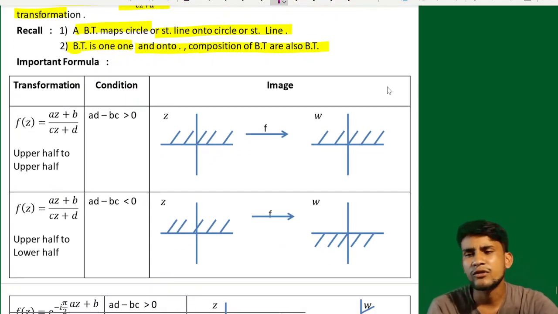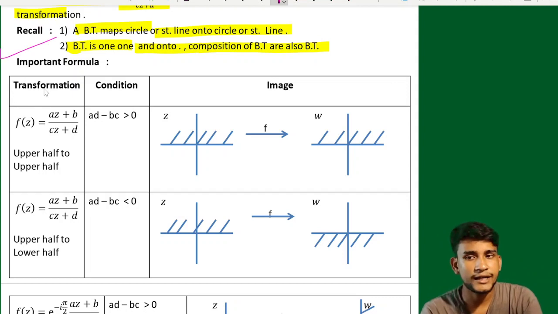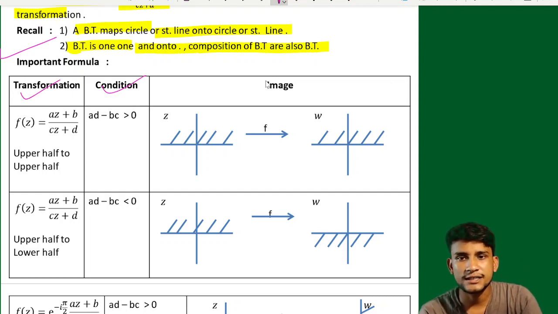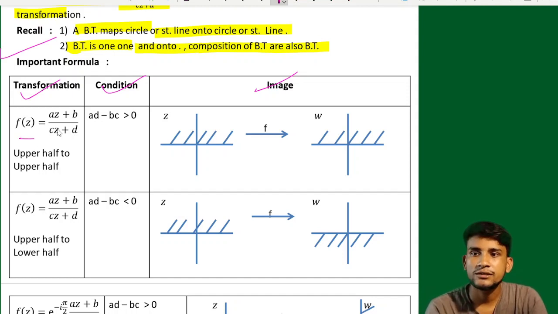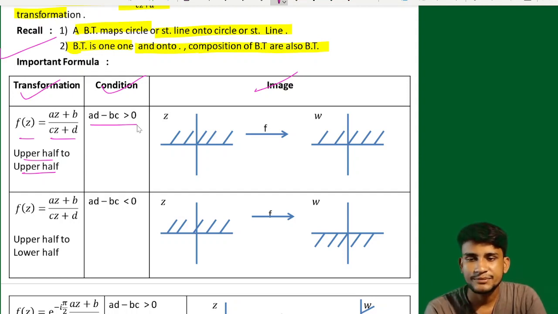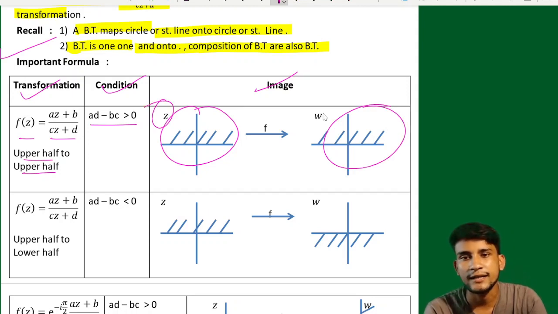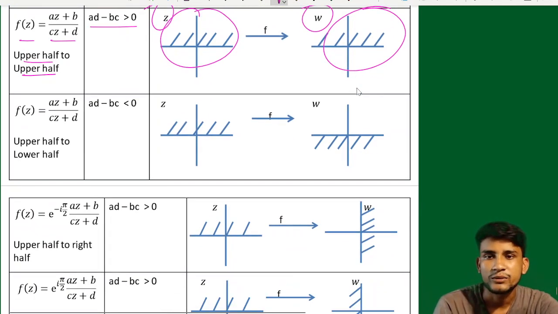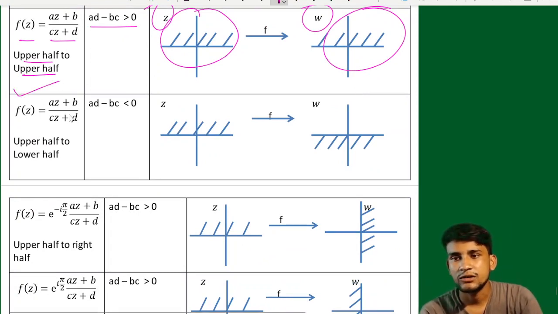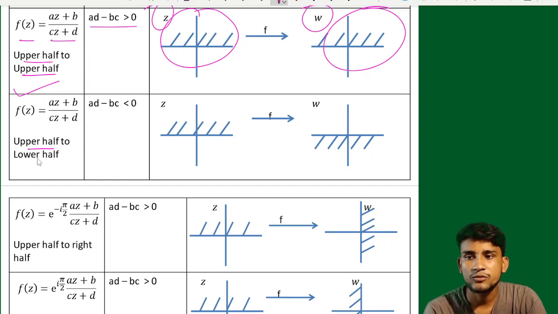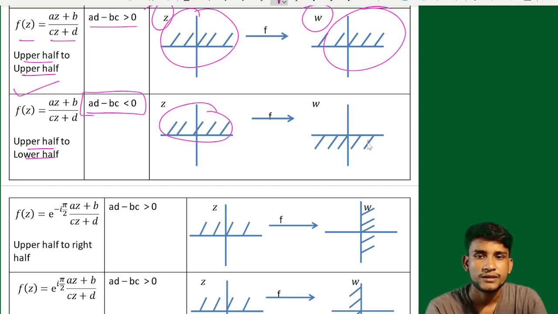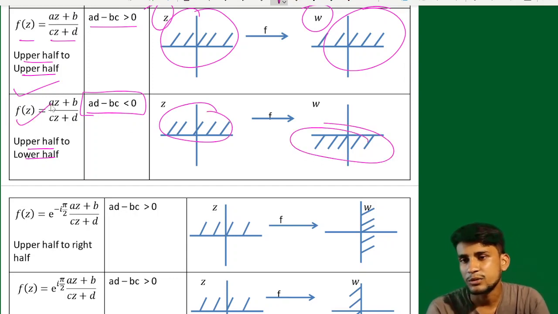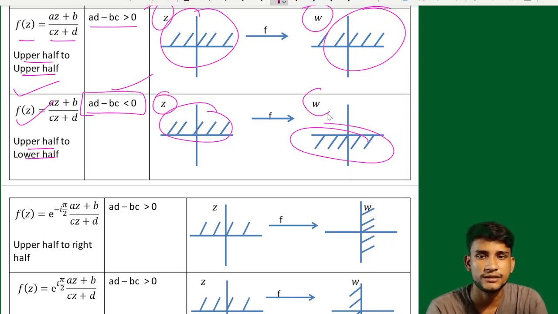So the important formulas for bilinear transformation are again in tabular form: transformation, condition and image. So f(z) equal to az plus b by cz plus d, upper half to upper half. The condition is ad minus bc greater than 0, and this upper half maps to upper half. This is the z plane and this is the w plane under the transformation f(z). The next one is f(z) equal to az plus b by cz plus d, upper half to lower half, when the condition is ad minus bc less than 0. So this is the upper half, this is the lower half, and this is the z plane, this is the w plane.